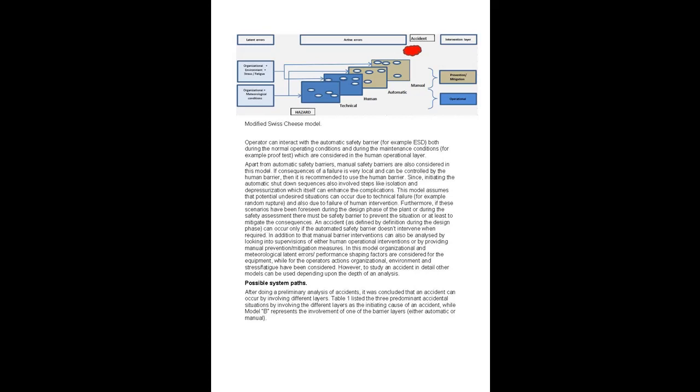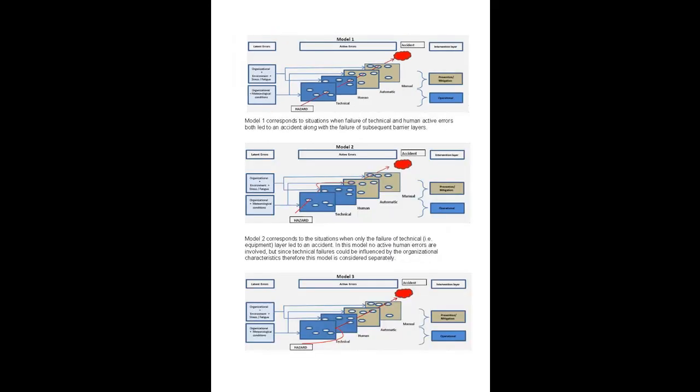Possible system paths. After doing a preliminary analysis of accidents, it was concluded that an accident can occur by involving different layers. Table 1 lists the three predominant accidental situations involving the different layers as the initiating cause of an accident, while model B represents the involvement of one of the barrier layers, either automatic or manual. Model 1 corresponds to situations when failure of technical and human active errors both led to an accident, along with the failure of subsequent barrier layers.